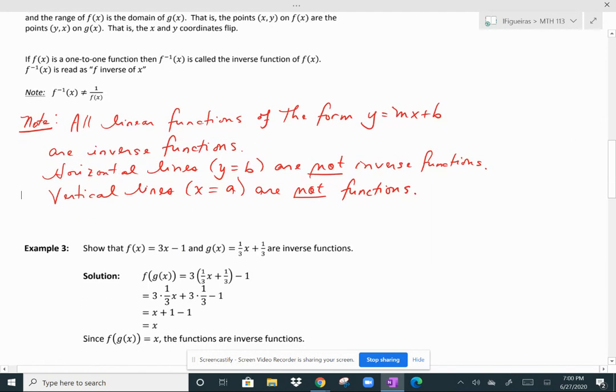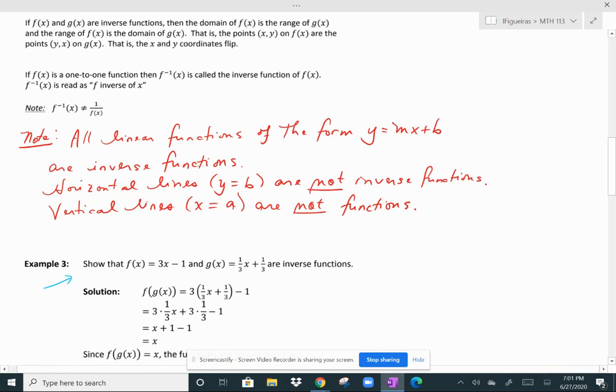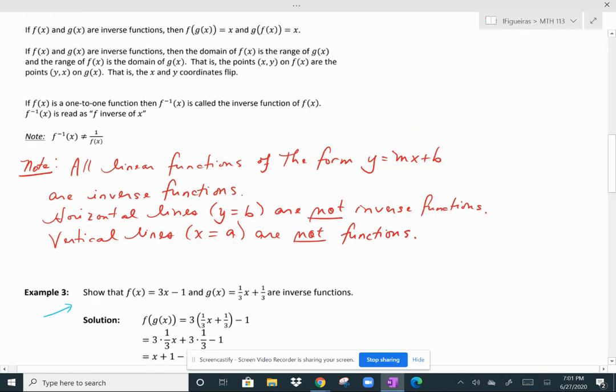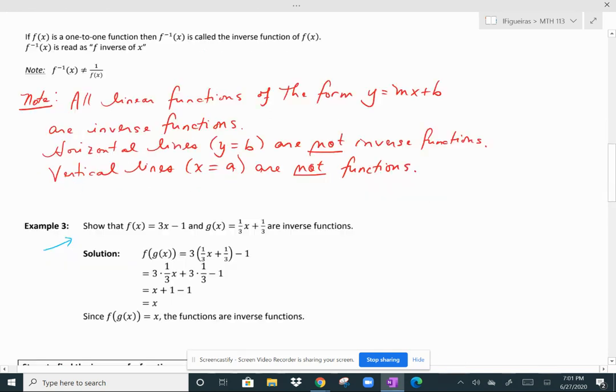All right, so here's an example of a linear equation. We want to show that f of x equal to 3x minus 1 and g of x equal to 1/3 x plus 1/3 are both inverse functions. And so in order to show that, we want to show that f of g of x is x, which is what I mentioned here. If you can show either one of those are equal to x, then you have proven that f and g are inverse functions.